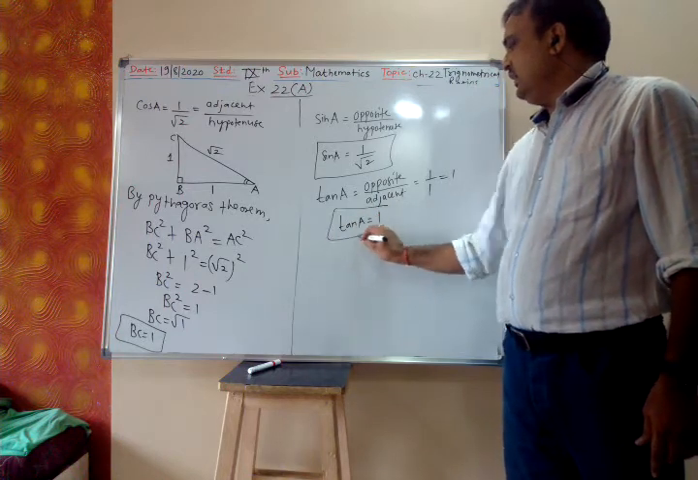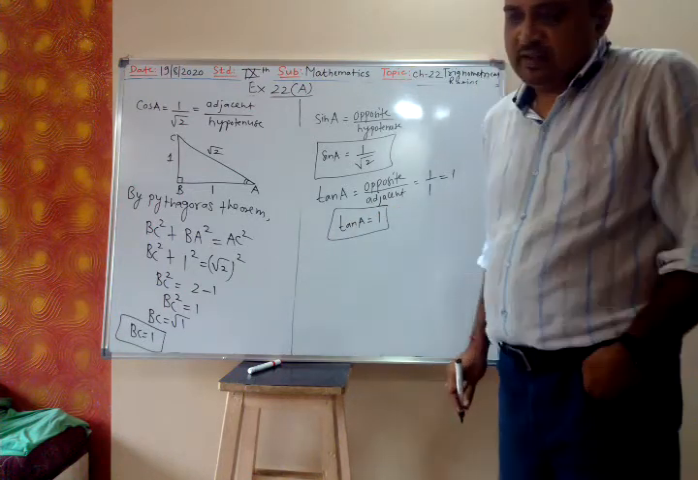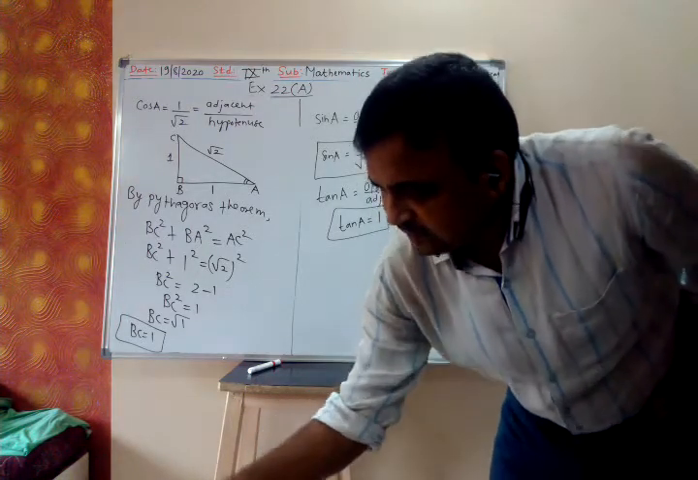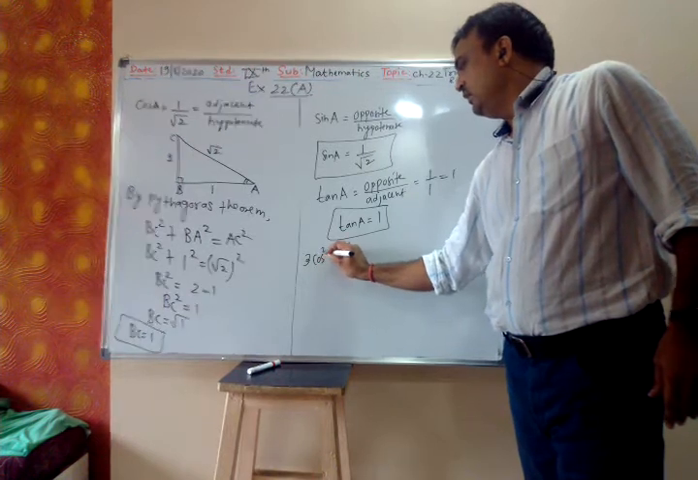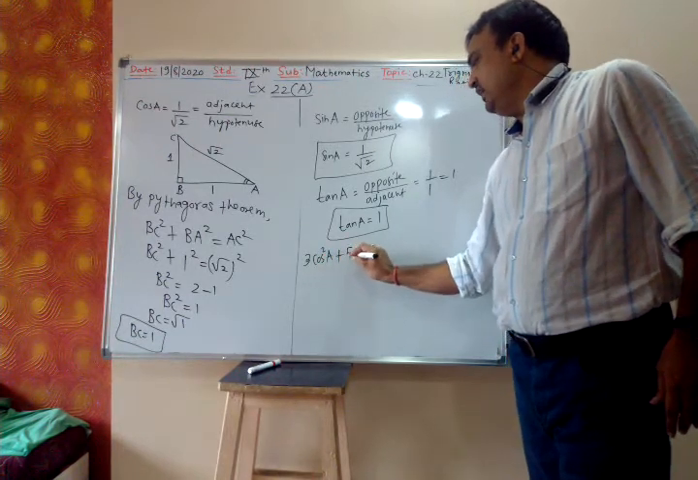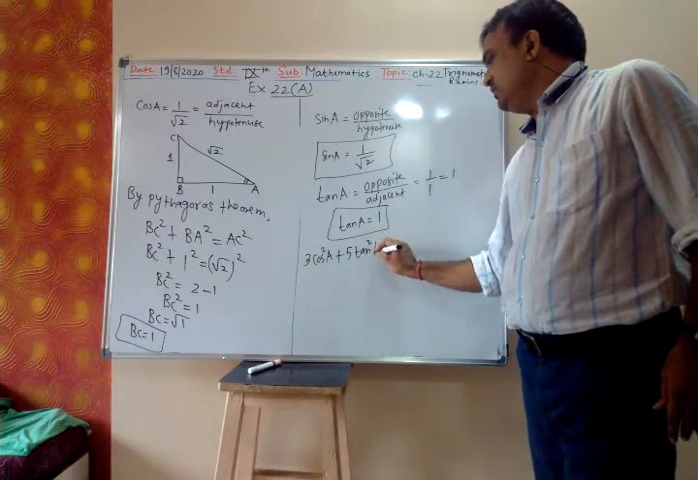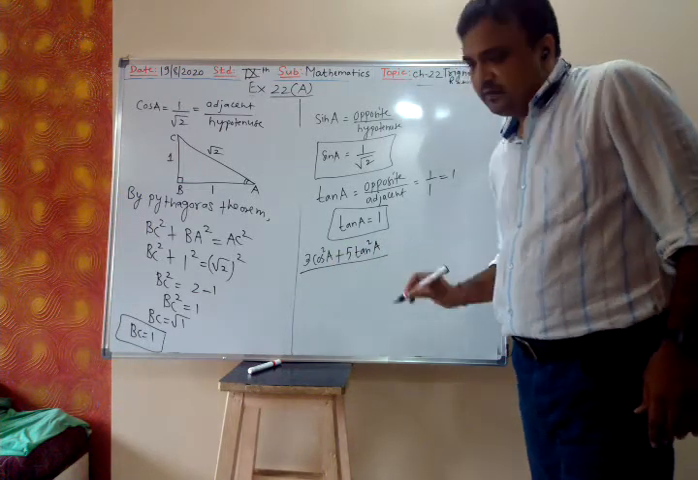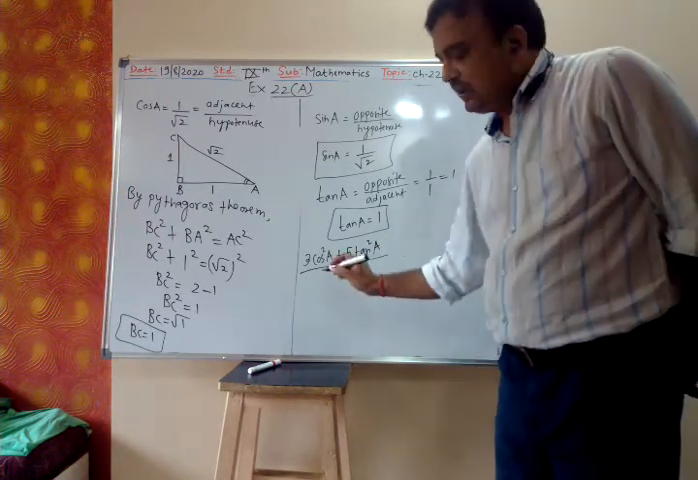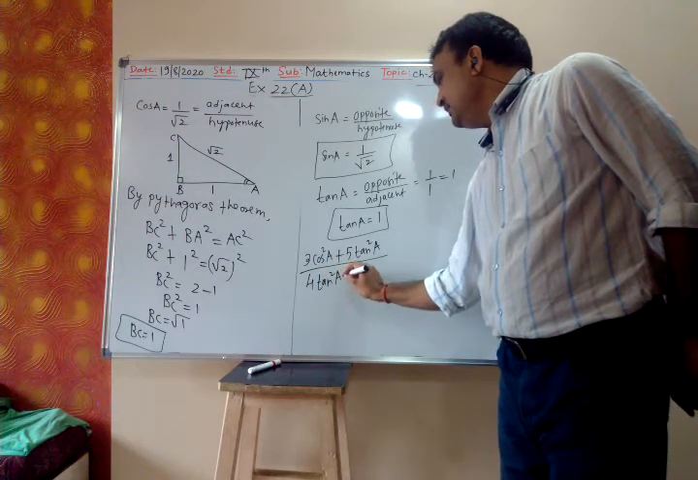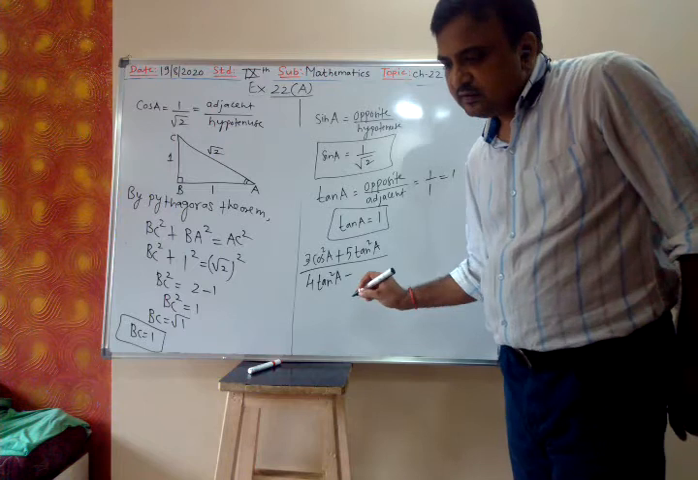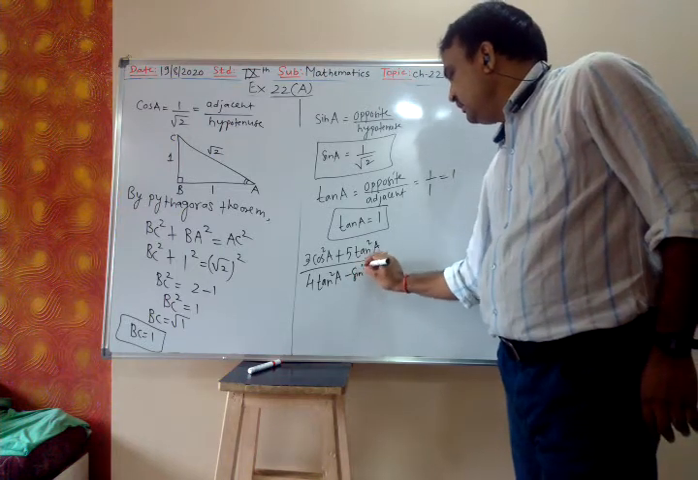Tan A is 1. Now we find the value of 3 cos square A plus 5 tan square A upon 4 tan square A minus 5 sin square A.